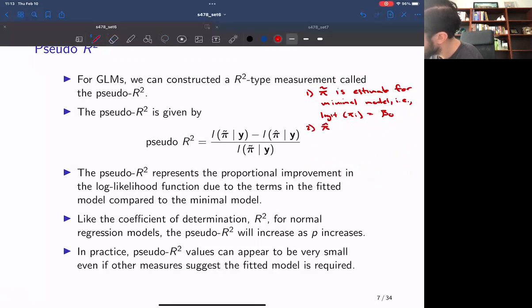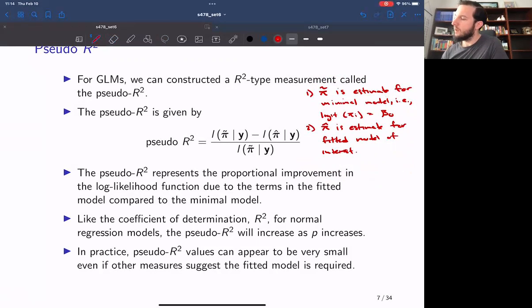So pi hat is estimates for the fitted model of interest. Okay, so this R squared is basically the improvement in the log likelihood function due to the terms in the fitted model compared to the minimal model.